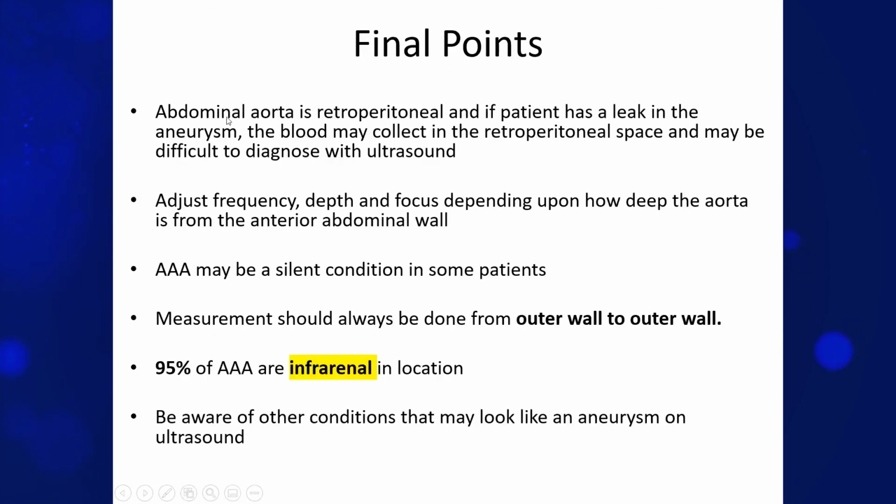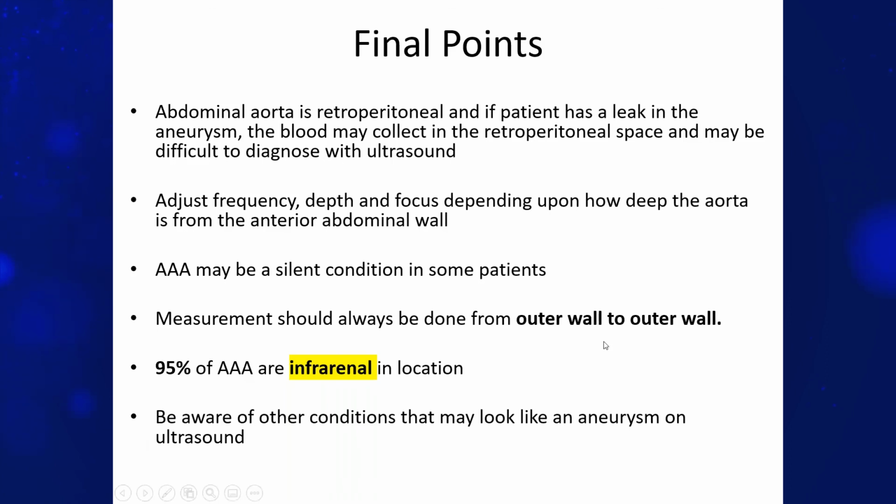So final points are that the aorta is a retroperitoneal structure, and ultrasound is very good at diagnosing the condition. Keep in mind, the patient may not be symptomatic all the time. This patient could be totally asymptomatic, it could be a silent condition, or could be having some non-specific pain, back pain, pain in the groin area, or the patient could present with shock. And so that is something to consider. When a patient comes in shock, definitely want to make sure that they don't have an aneurysm that is ruptured.